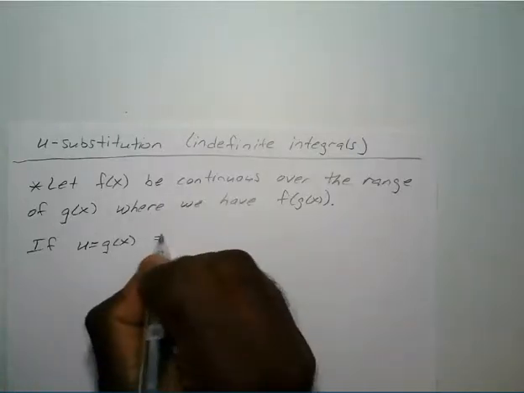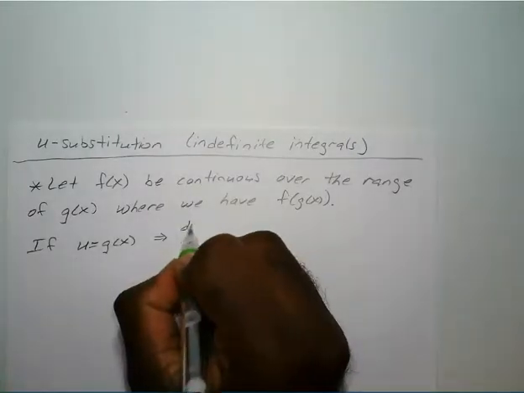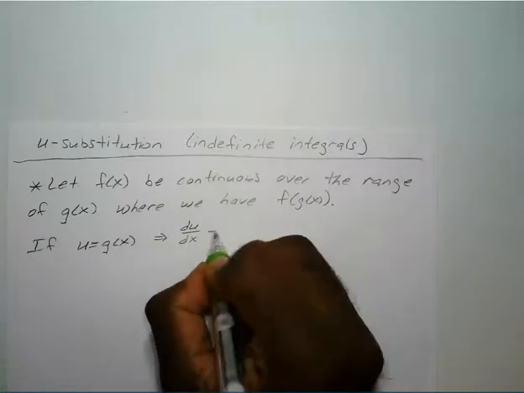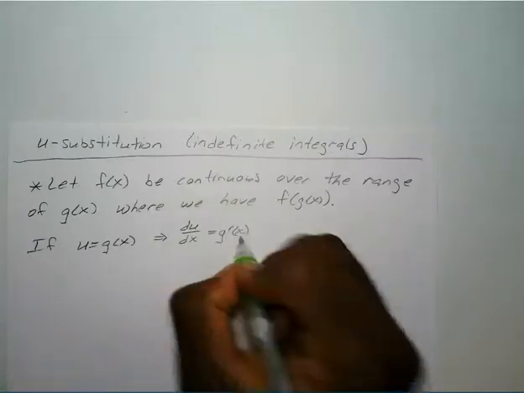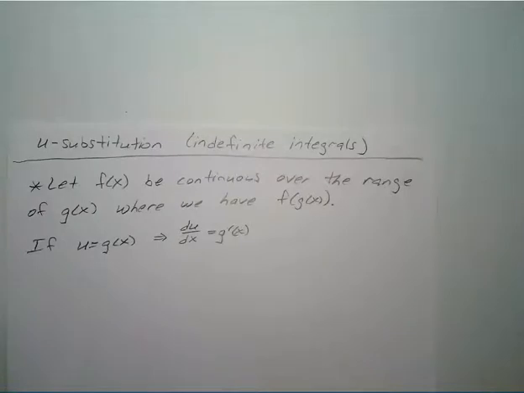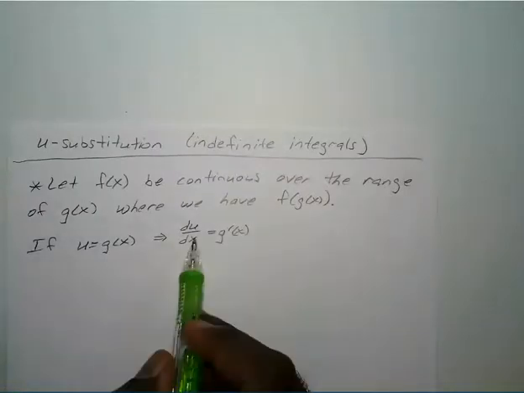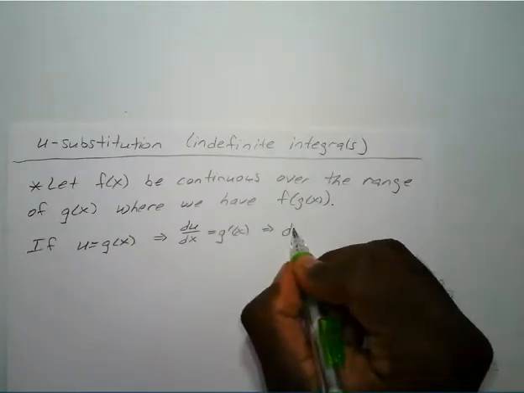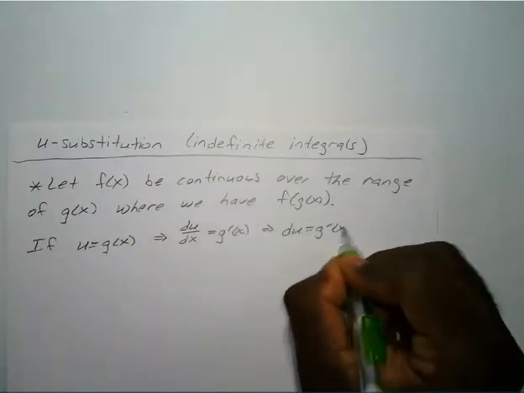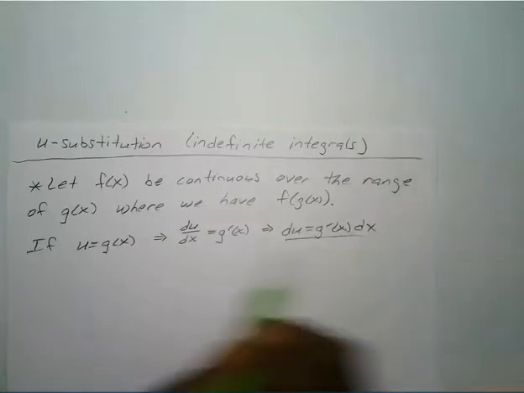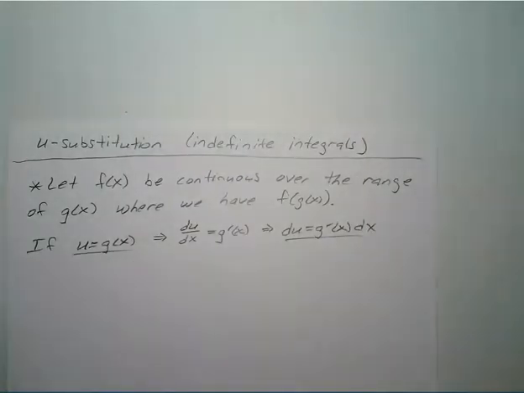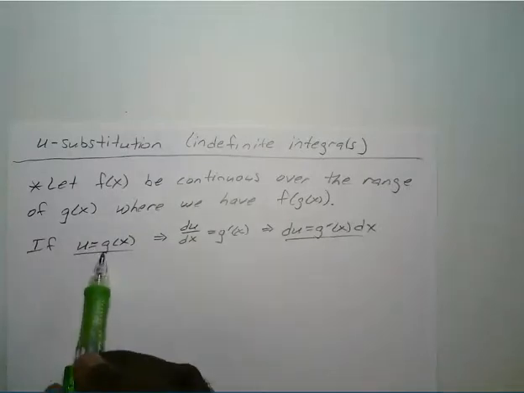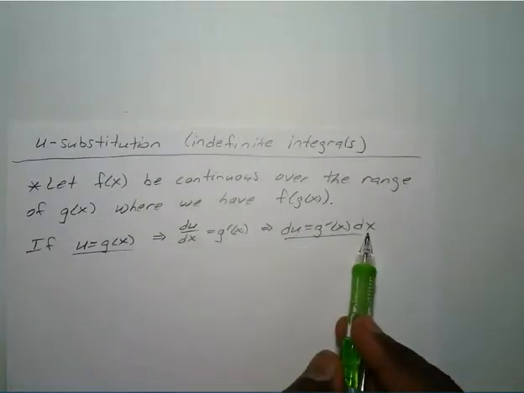Okay, so that means if we take the derivative of u with respect to x, it's just our g prime of x. Now, if you remember your differentials, you multiply both sides by dx, and you have du equals g prime of x dx.